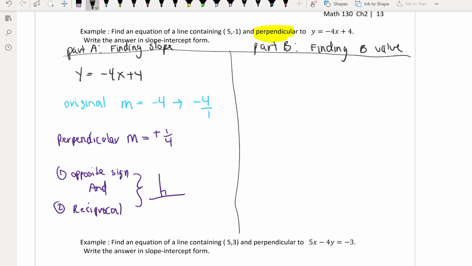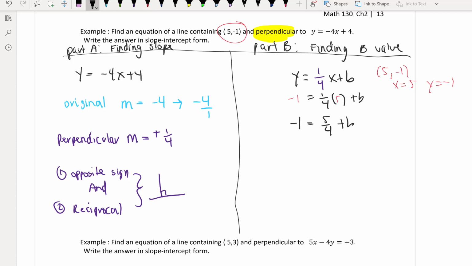So now that I have that, then I know that y is equal to, and remember, 1/4 x plus b. So I'm going to use that point, 5, -1. So x is equal to 5 and y is equal to -1. So the y value is -1. It's equal to 1/4. My x value is 5 plus b. So -1 is equal to 5/4 plus b.